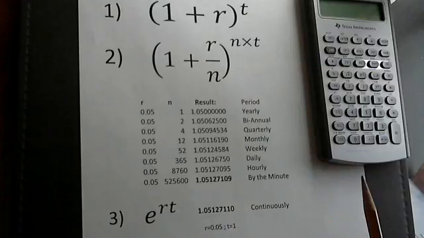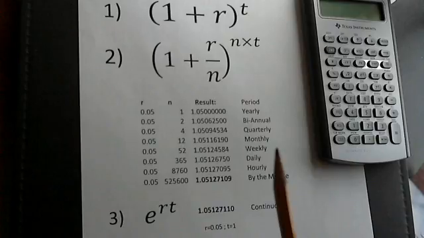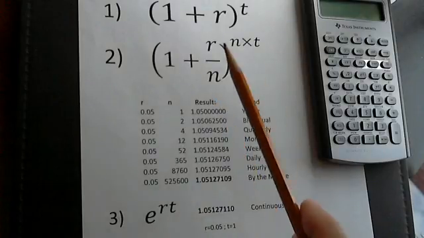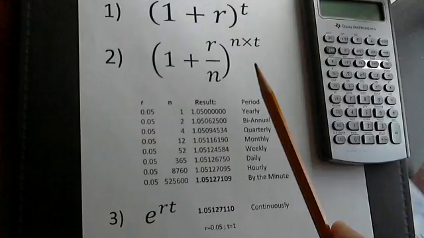So I hope this helps you understand how to adjust an annual rate by the number of compounding periods and then create this new compound interest factor.